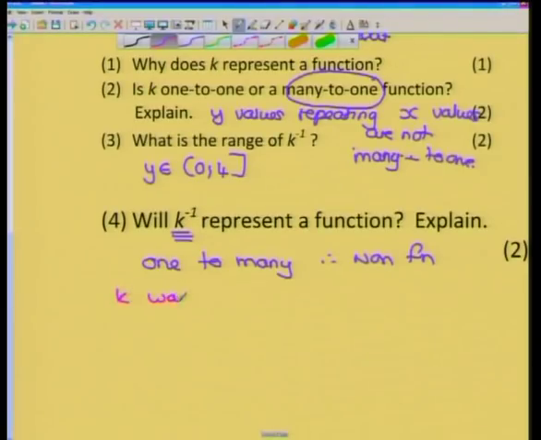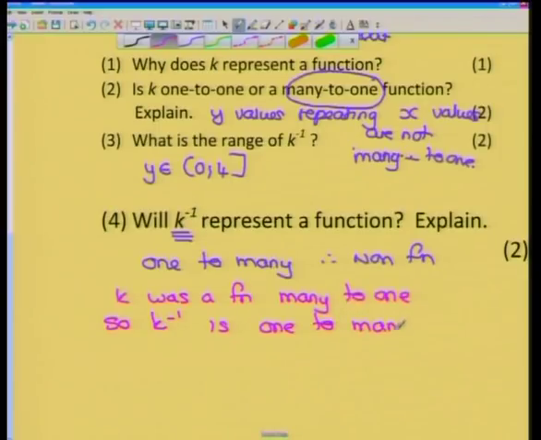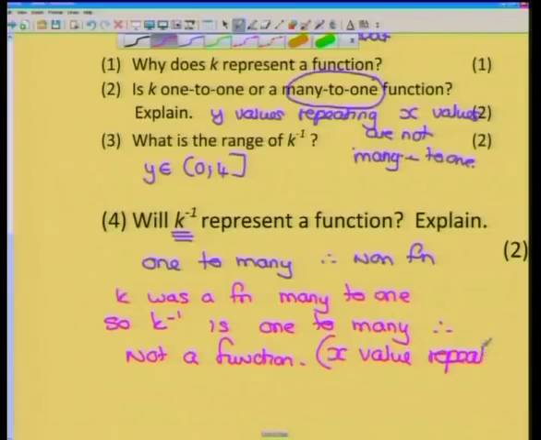K was a function, many to 1. So k to the minus 1 is 1 to many, and therefore not a function. The x value repeats. And I'm sure it's very clear for 2 marks. That's more than an adequate explanation.